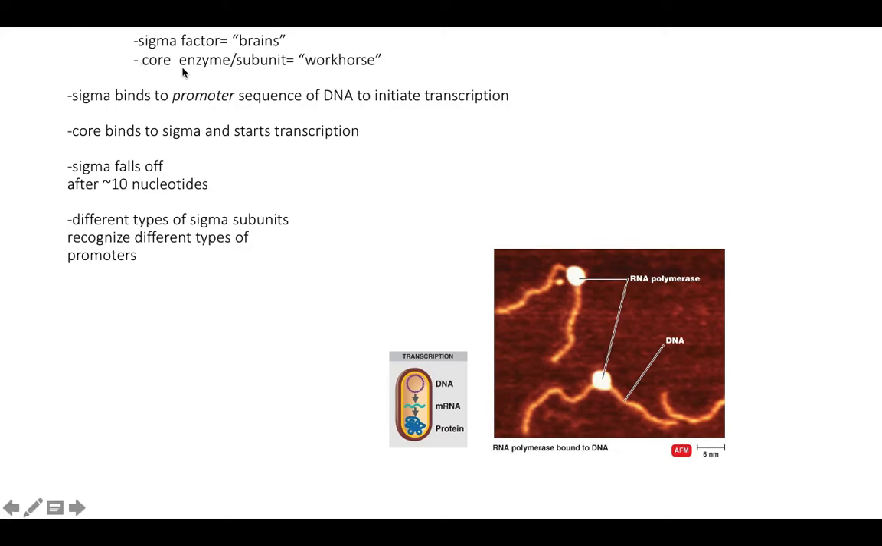And then the second part of bacterial RNA polymerase is the core subunit, or the core enzyme, and this is the workhorse that actually carries out the RNA synthesis. So once the sigma subunit of RNA polymerase makes sure that the core subunit is getting started transcribing the DNA at the right place at the promoter, then the sigma subunit falls off, and then the core will continue to synthesize complementary RNA until it hits a transcription termination site, and then the RNA polymerase releases the DNA or releases the RNA, and transcription is finished.